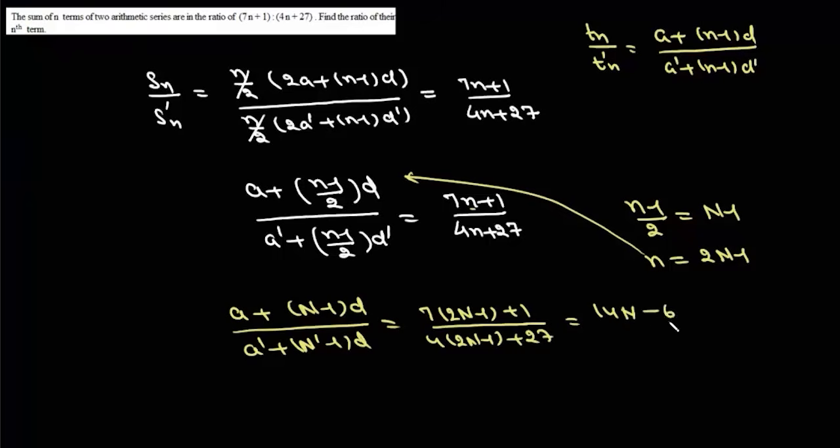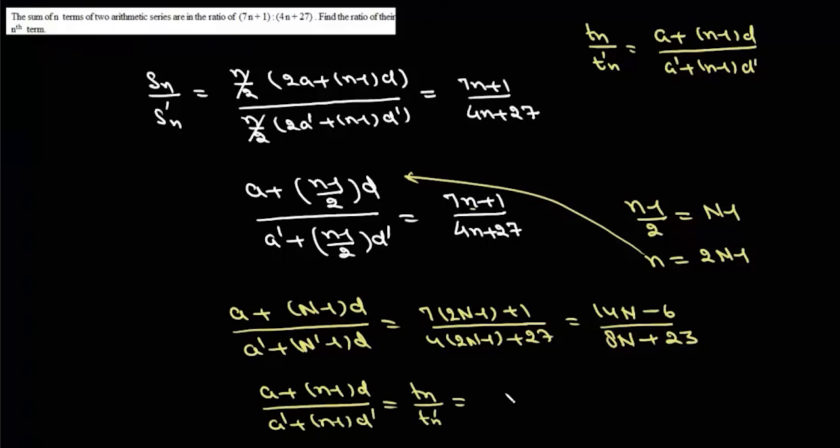Now this is 14n minus 6 upon 8n plus 23. Now we can change this capital N into small n. We can write a plus (n minus 1) into d upon a dash plus (n minus 1) into d dash, which is basically the ratio of their nth term, will be equal to 14n minus 6 upon 8n plus 23.